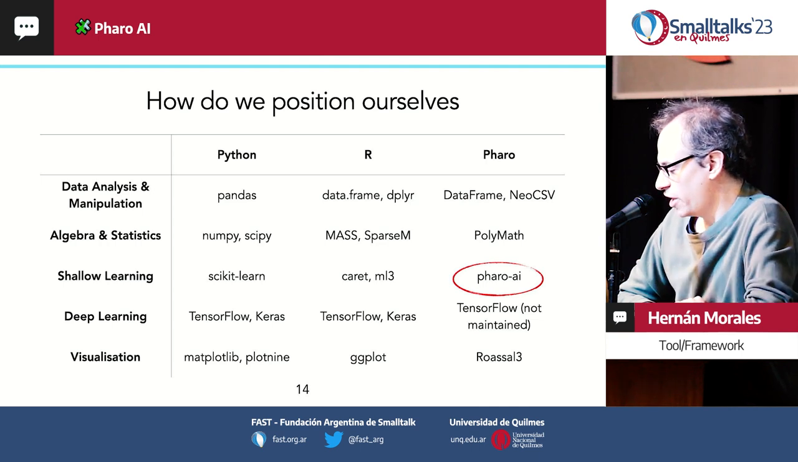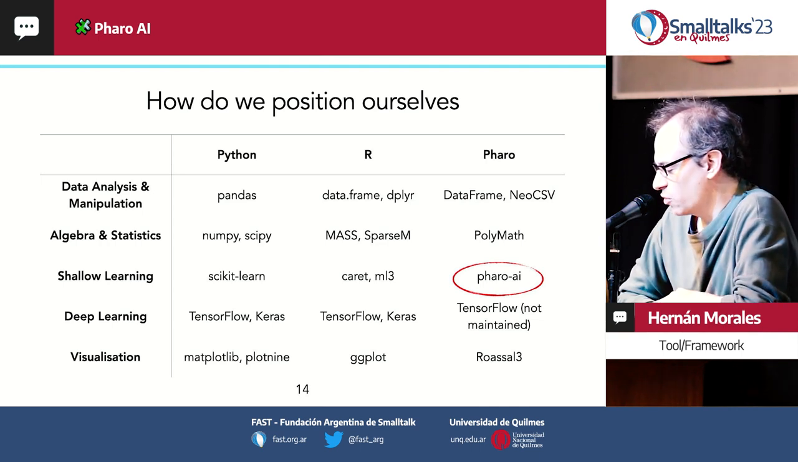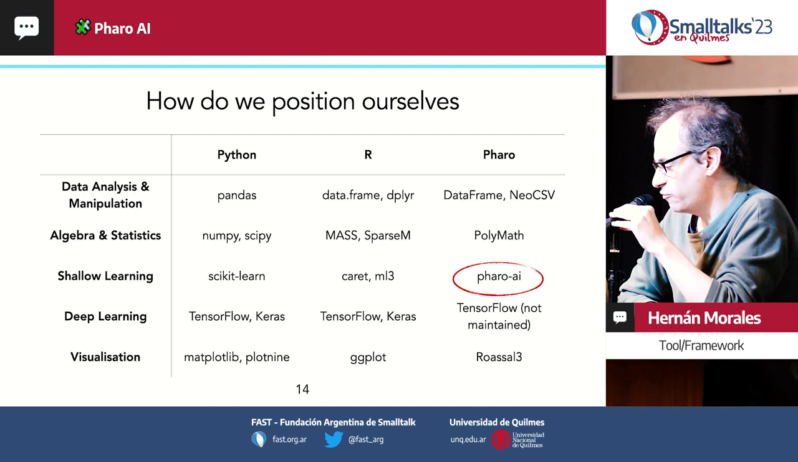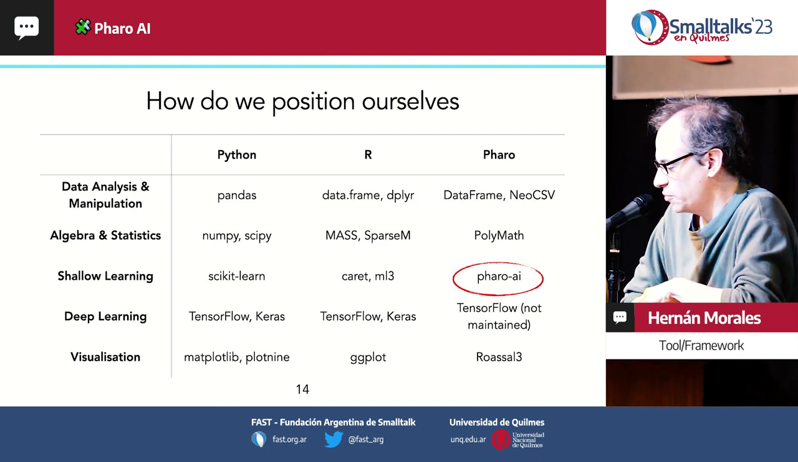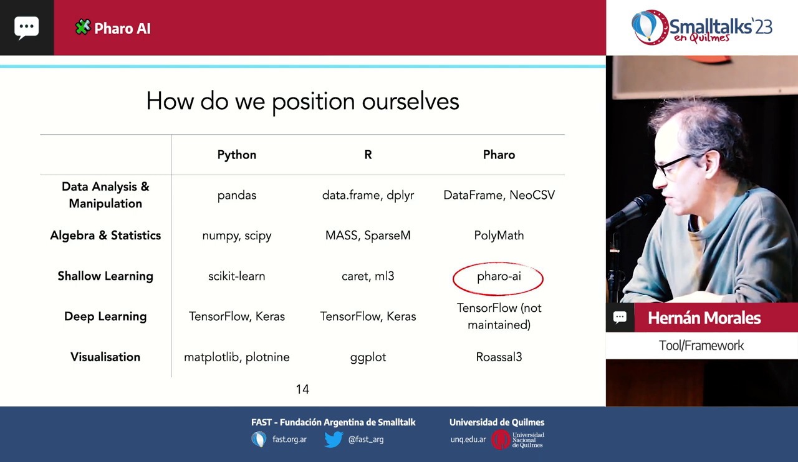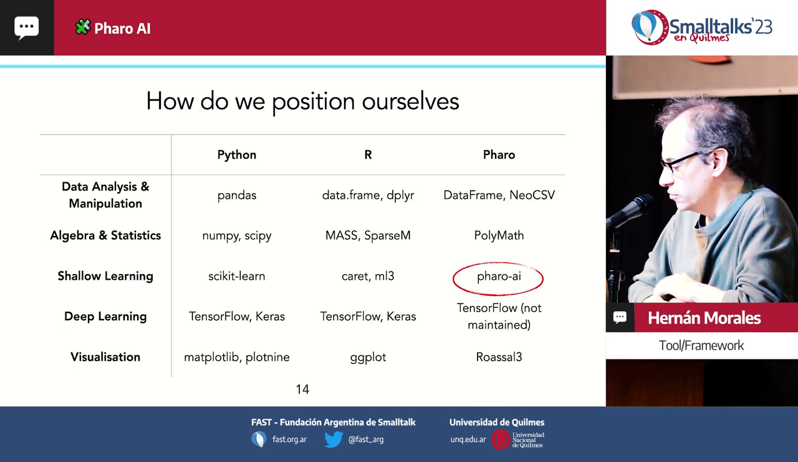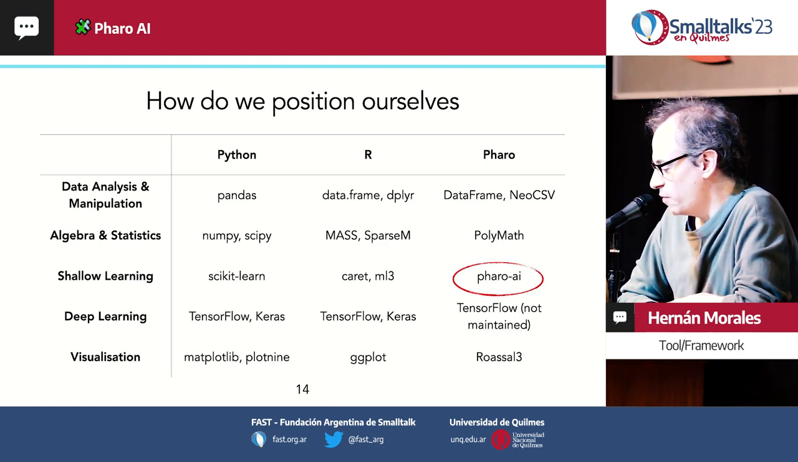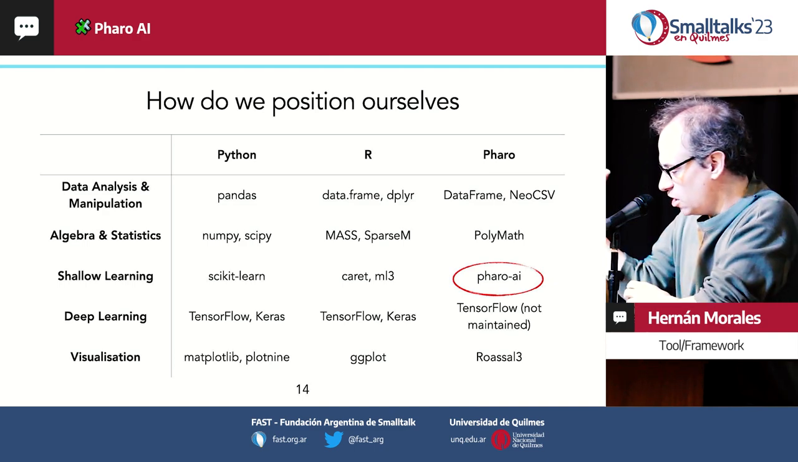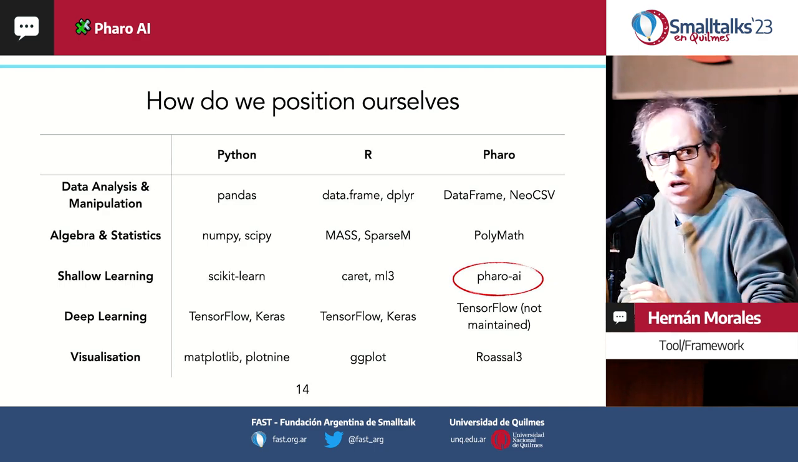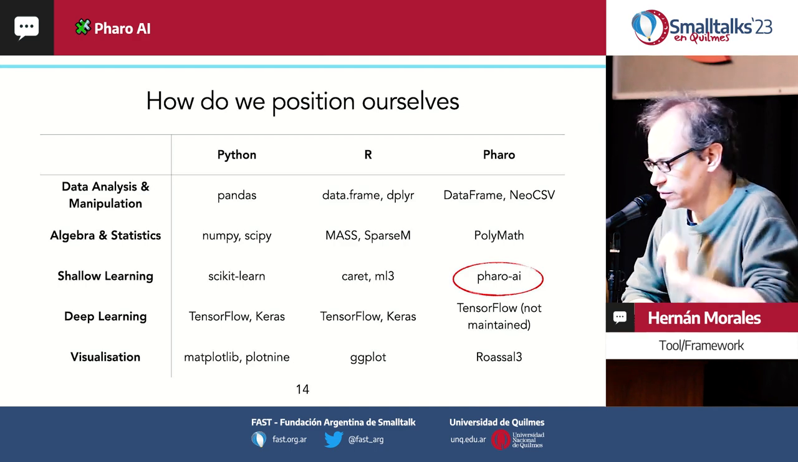And for algebra and scientific computing, we have PolyMath, which is the equivalent of NumPy and SciPy or SparseM and R. The idea is that PolyMath provides the matrices, summary statistics like central tendency or dispersion, and continuous and discrete distributions and so on.